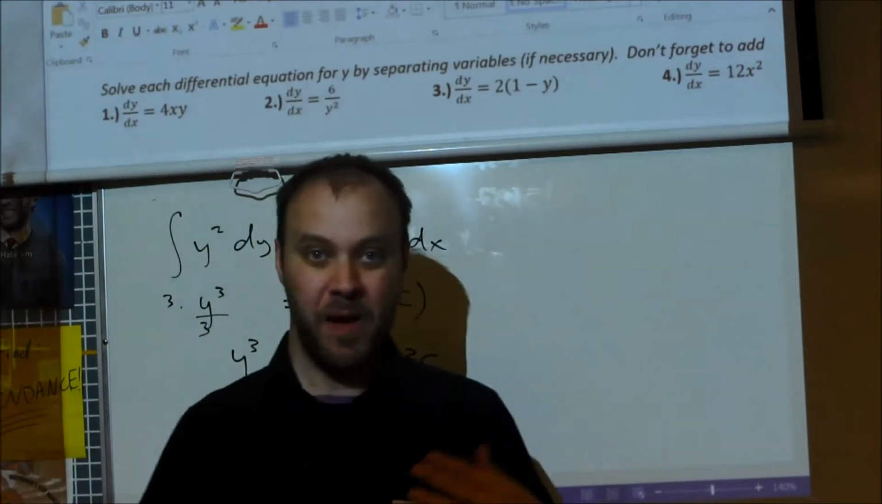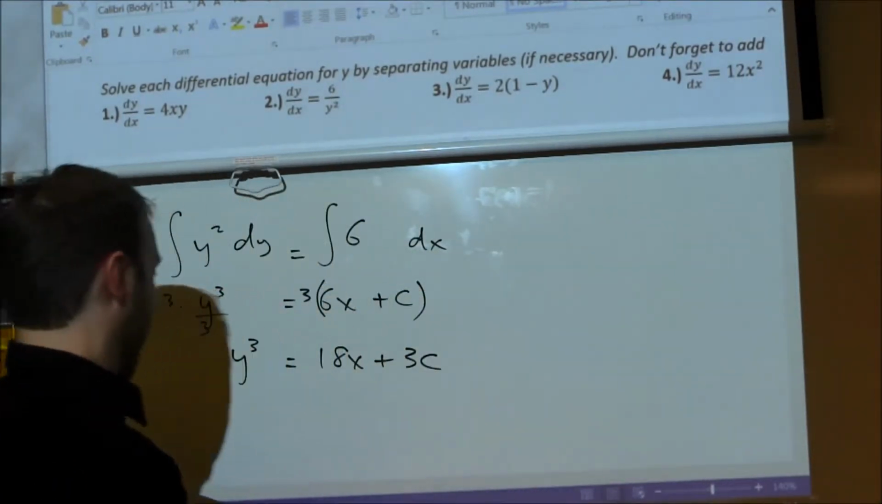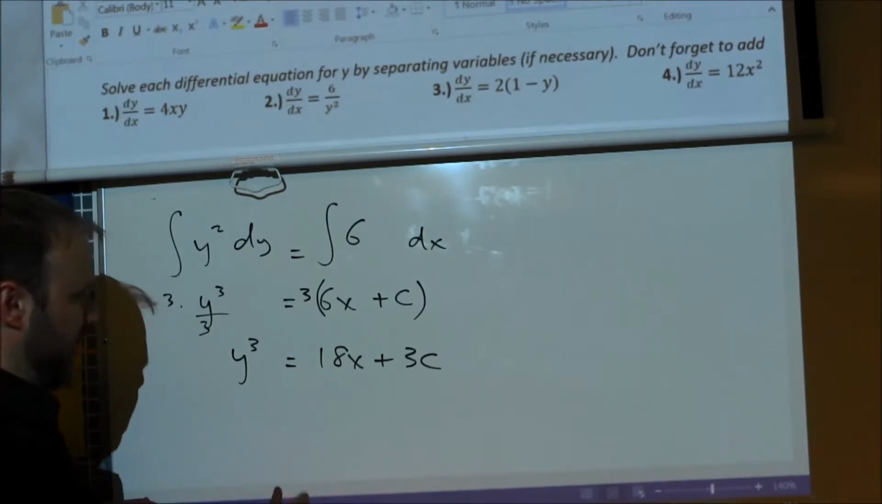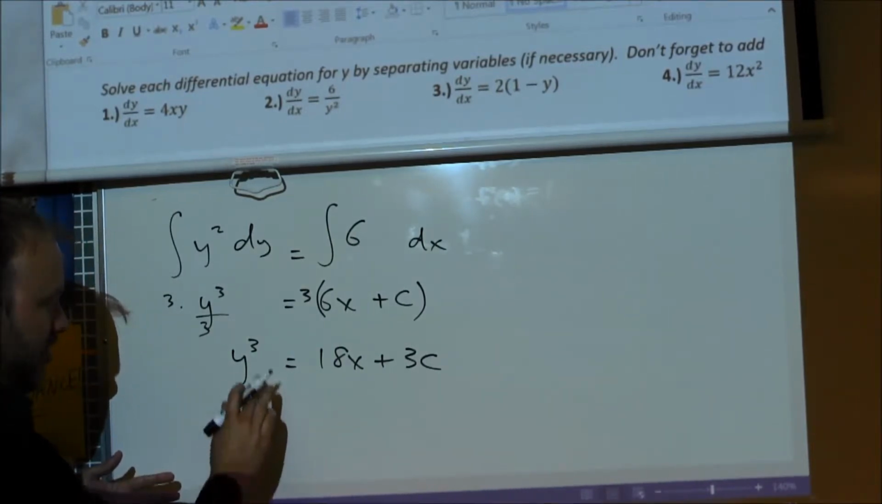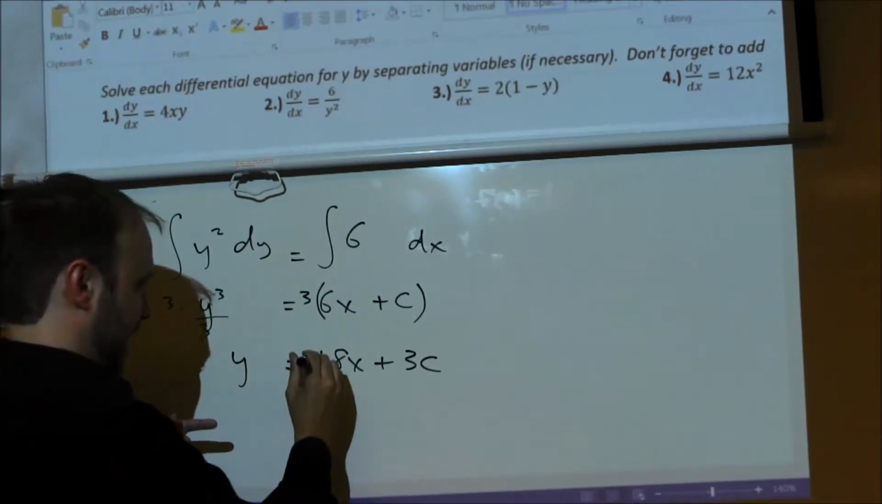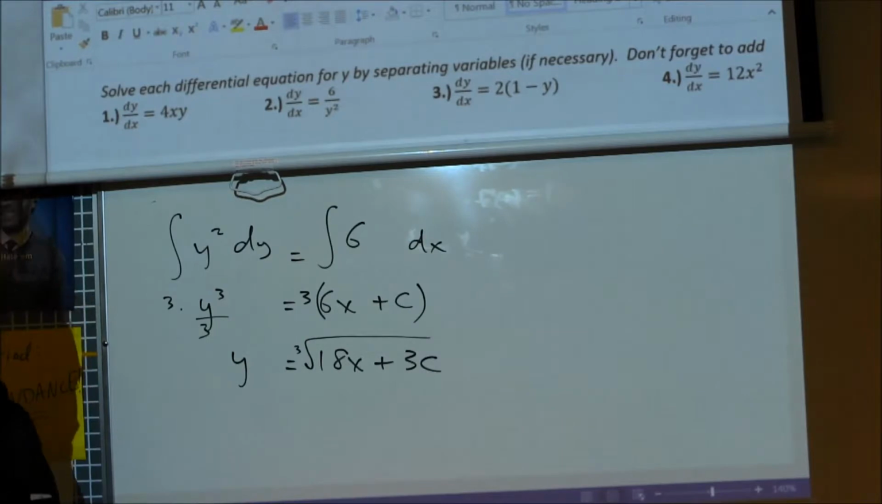This is not going to give me a positive or negative. You can have negative cube roots or you can have positive cube roots. So I can either show a cube root of both sides or I can take both sides to the 1/3 power. Those are the same thing. I think I'm going to take the cube root of both sides. So cube root of y cubed is just going to leave me with y, and then I'll have a cube root over here, and I end up with an 18x plus 3c.